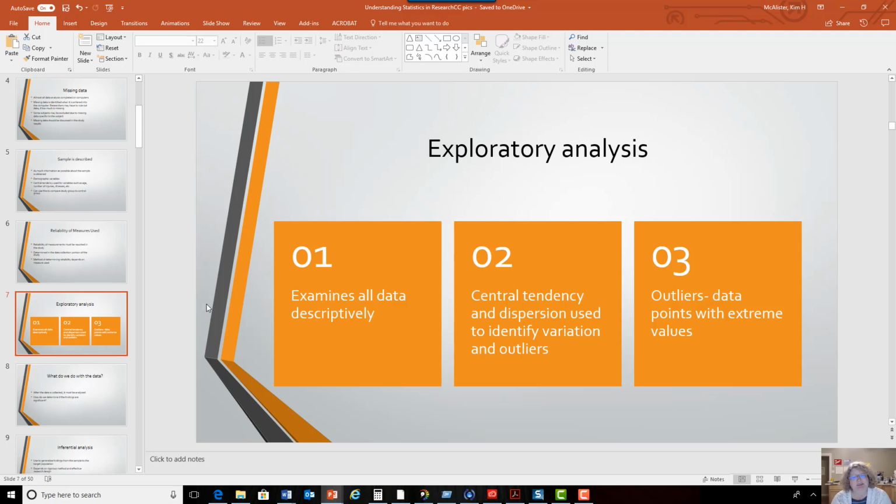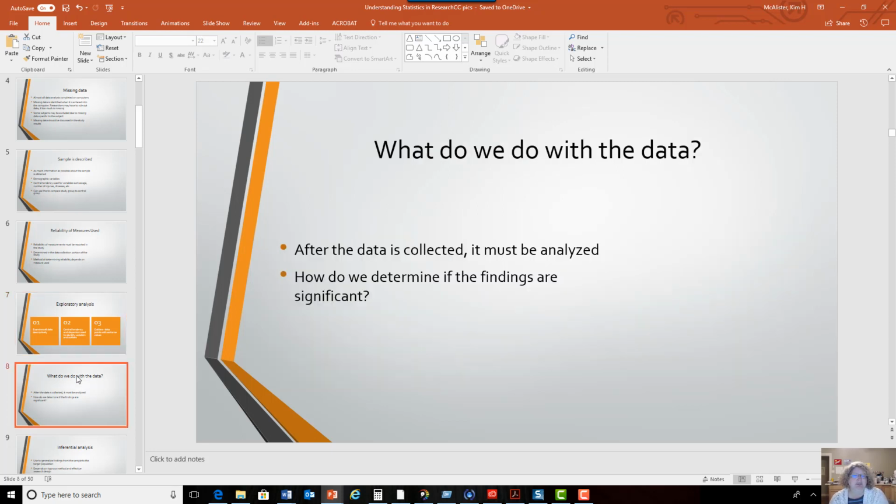You're going to do an exploratory analysis by looking at all the data descriptively, so describe what you have. You're going to use your central tendency and dispersion, as we discussed in the previous lecture, to identify your outliers and your variability. And remember that your outliers are the extreme ends of your data points.